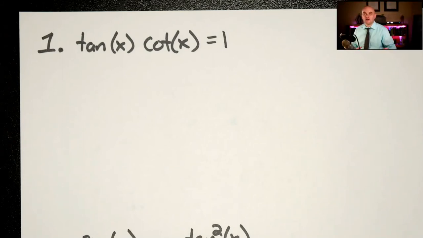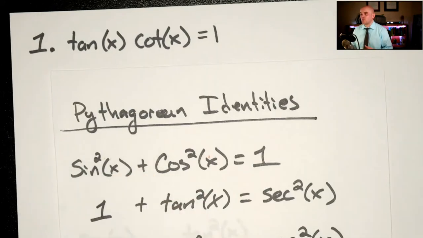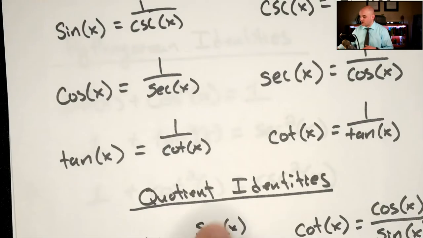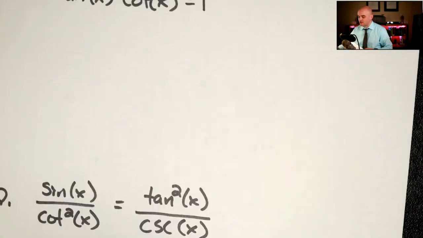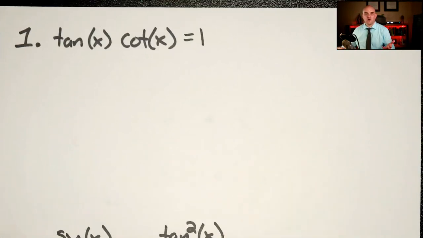Now on all of these, I want you to follow the same rule. There are going to be some that you have no clue of where to start with, and you just need to start with something. Do not forget your identities, whether they be your Pythagorean identities, or your reciprocal identities, or your quotient identities. A lot of times we can use one or several of them to make our job a whole lot easier here. There's always more than one way to do these. Well, not always more than one way, but almost always, I guess you could say.